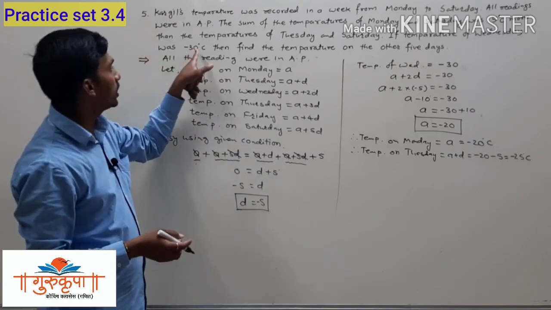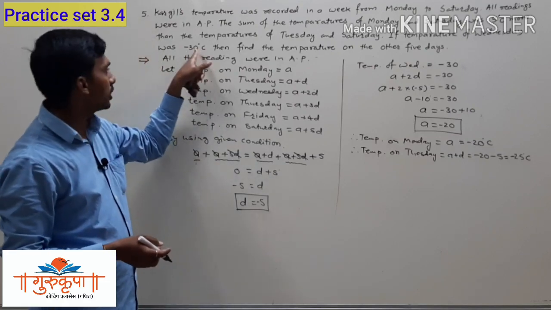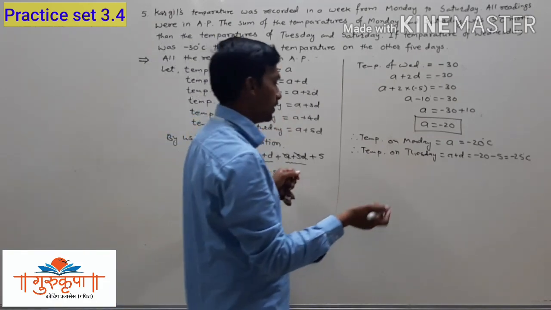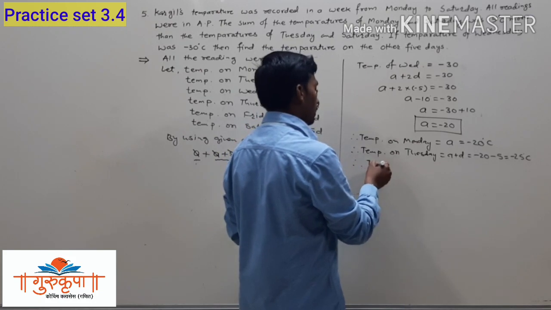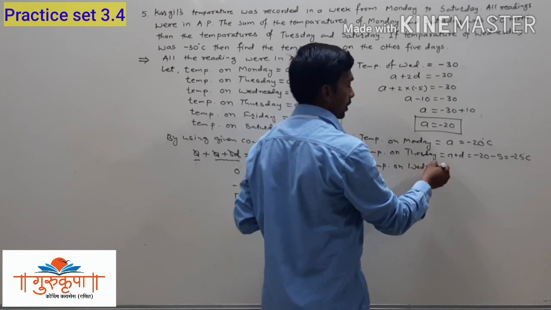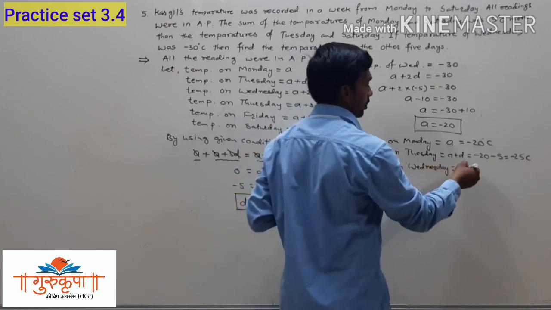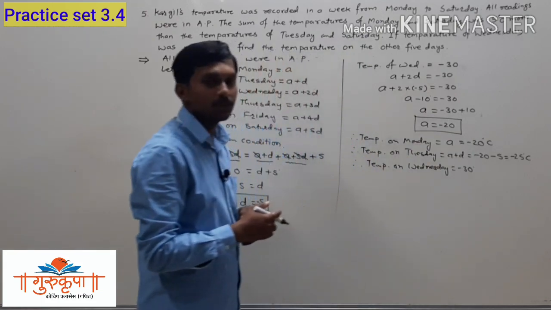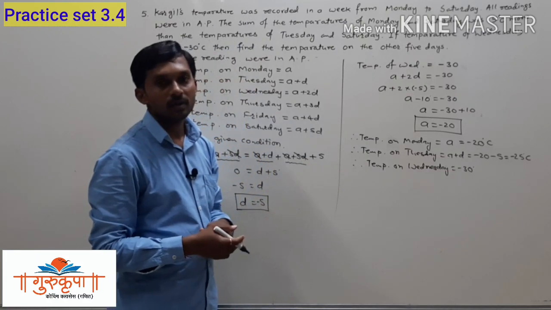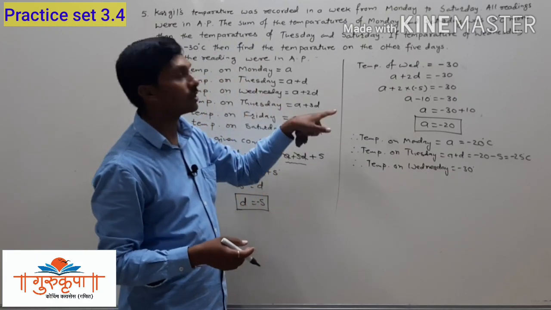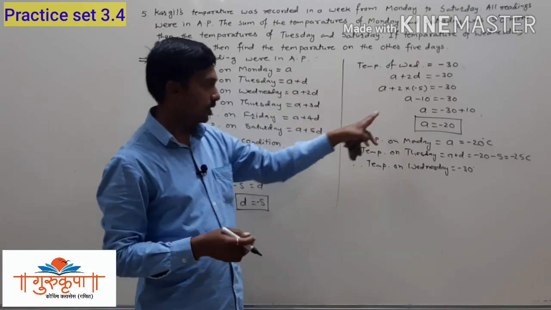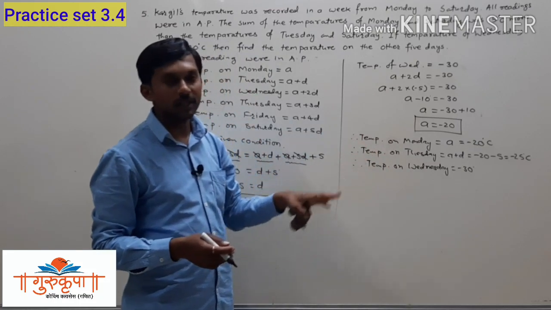The temperature on Wednesday is already given there, so no need to write that, or we can write, we will directly write the temperature on Wednesday. Temperature on Wednesday is equal to minus 30 degrees. Otherwise you will make a mistake there. After Tuesday you will directly write the temperature of Thursday, and that should be the value of Wednesday. The sequence is going to change. So we will write all the values there: Monday, Tuesday, Wednesday, Thursday, Friday and Saturday.